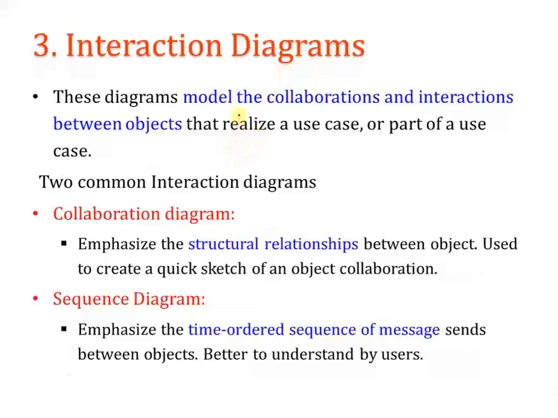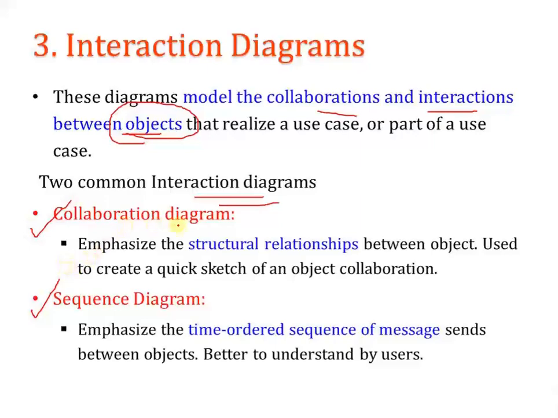Interaction diagram is used to demonstrate the collaboration and interactions between the objects. In a class diagram we have the list of classes and their interactions, but the objects of each and every class will be interacting in a specific way. Such interactions are demonstrated in the collaboration diagram. There are two different types of interaction diagram. One is the collaboration diagram, and the other one is called the sequence diagram.